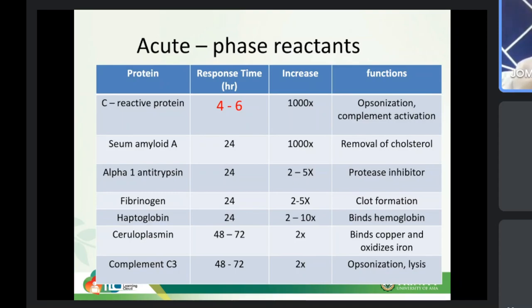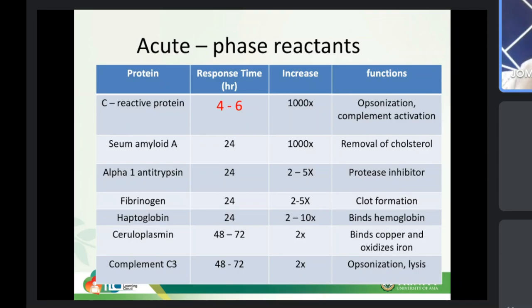A classic example of a negative acute phase reactant is albumin. Okay? Your albumin decreases during inflammation. Now, these acute phase reactants give us an idea that there is something going on in the body that needs to be arrested, that needs to be addressed. That's why these acute phase reactants are also increasing.